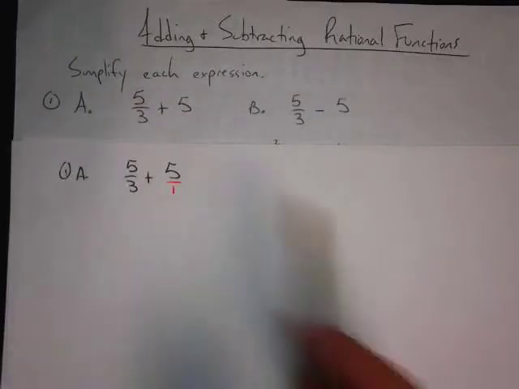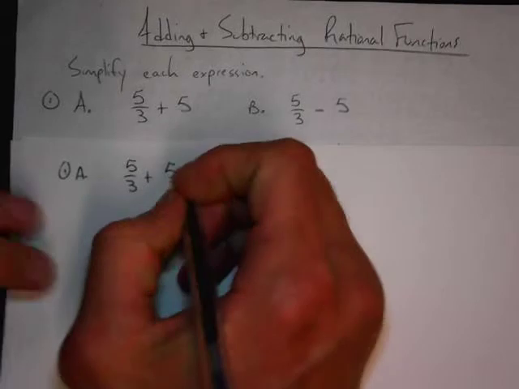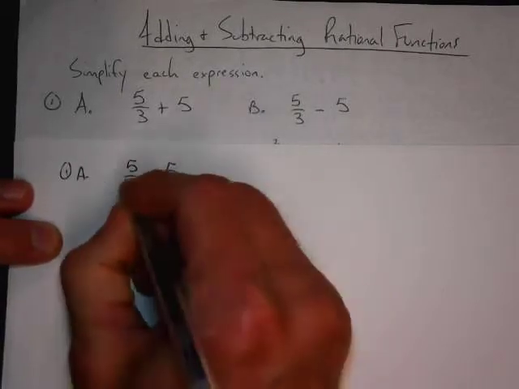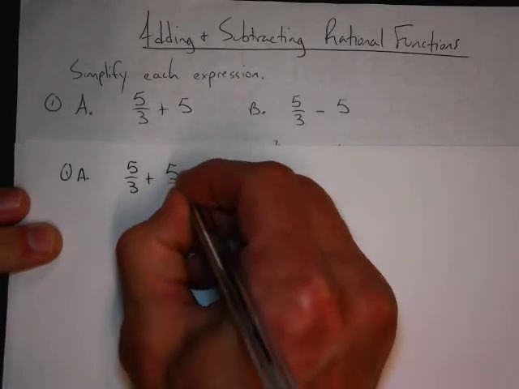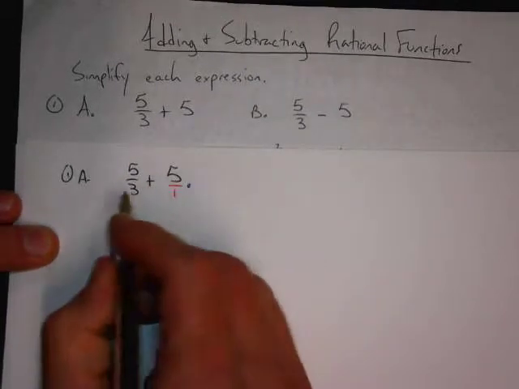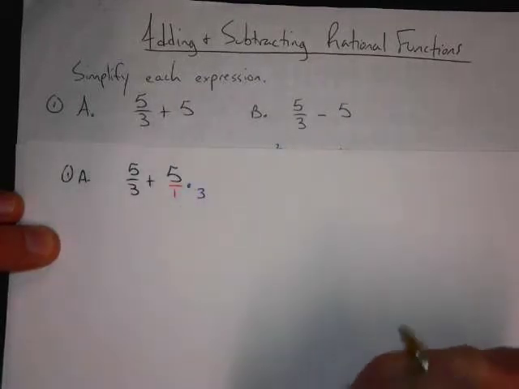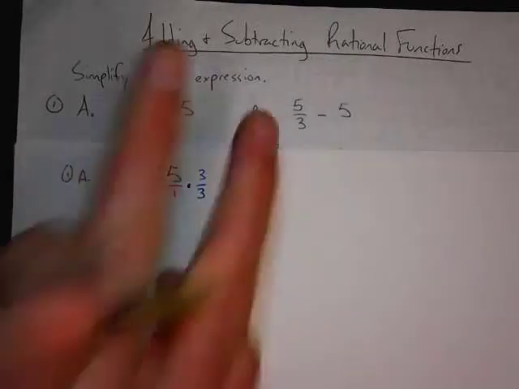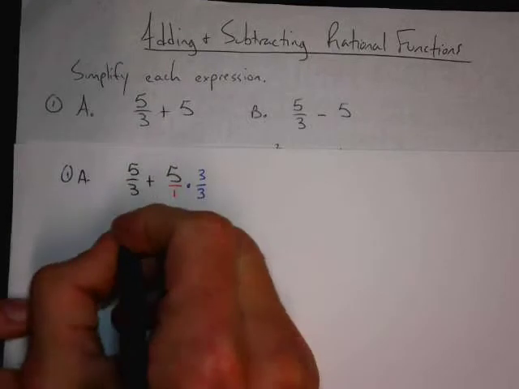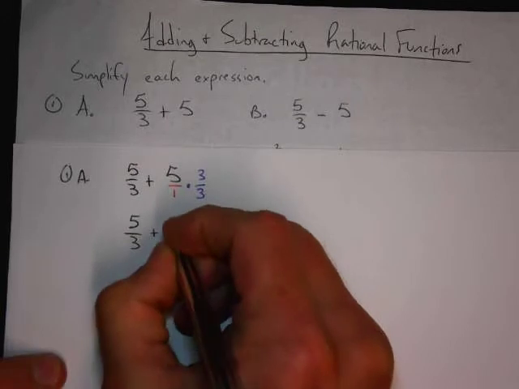So we have over 3's and over 1's. That can't work. Can we convert things? Yes, in fact, we can. We can convert our over 1's into over 3's. How can we convert 1's into 3's? Simply by multiplying by a clever 1. If I multiply 1 by something to get 3, that something would have to be 3. And if I multiply the denominator by 3, I have to multiply the numerator by 3. So what I'm actually looking at is 5 over 3's plus 15 over 3's.